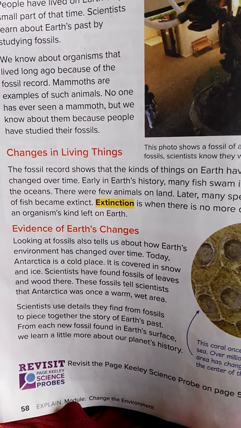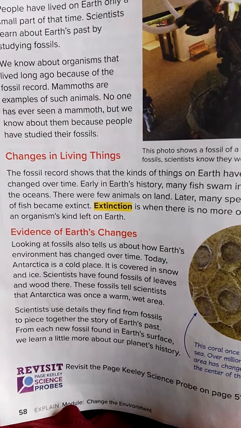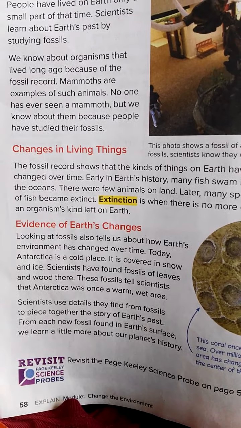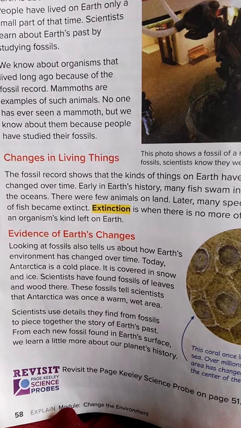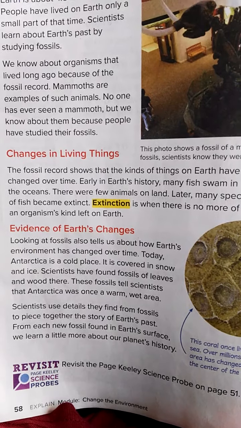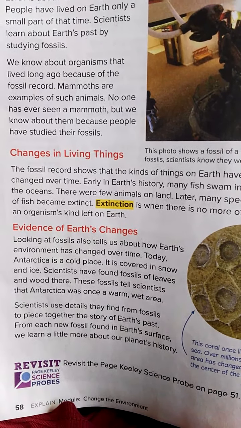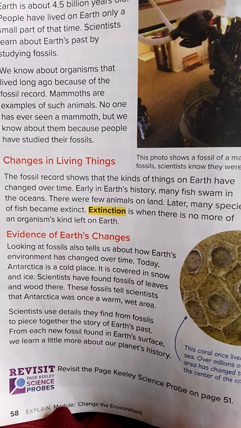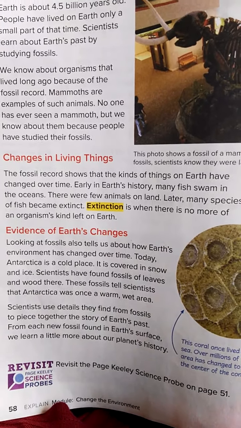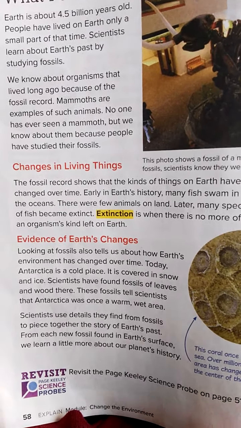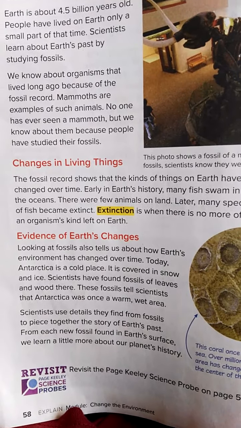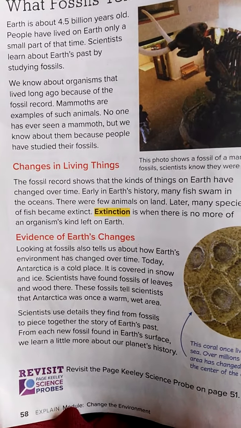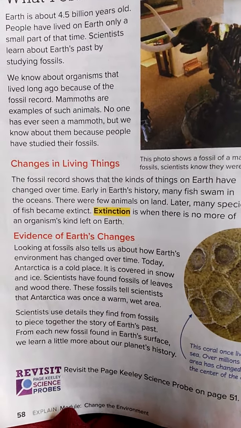Today, Antarctica is a cold place. It's in the North Pole. It's covered in snow and ice. Scientists have found fossils of leaves and wood there. So if it is now covered in ice and snow, and we have found a lot of leaves fossils and wood, this will tell us that once upon a time, it used to be a forest maybe. These fossils tell scientists that Antarctica was once a warm, wet area. Maybe it is a forest, or maybe it was a rainforest.